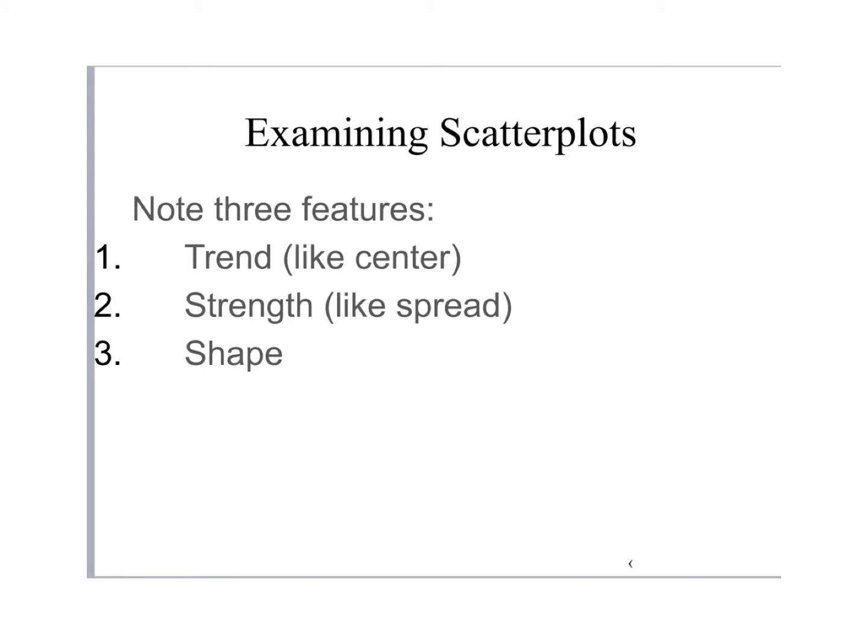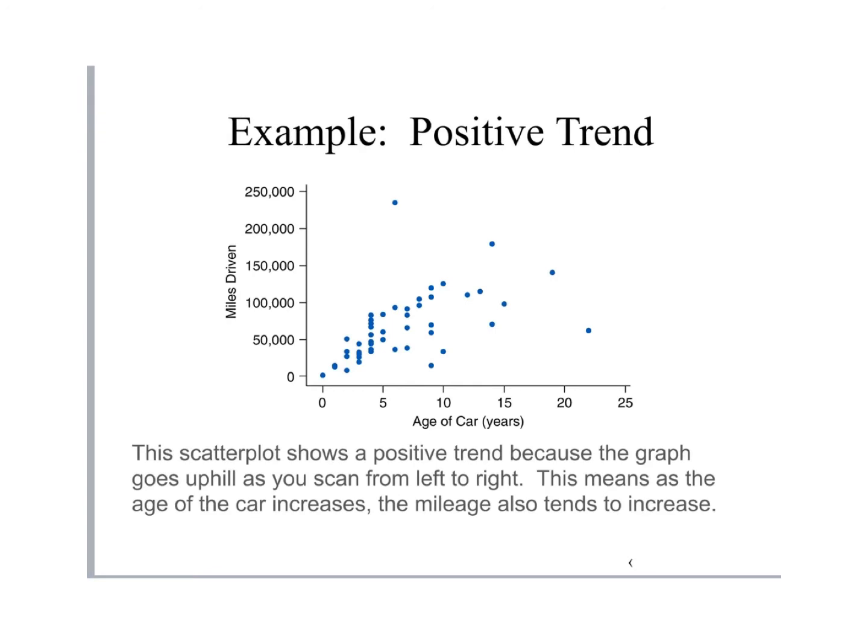Okay, so up until this point, we've been describing numerical data sets with shape, center, and spread. With scatter plots, we're not going to use shape, center, and spread, but it's super similar. Instead, we're going to use trend, strength, and shape. Trend is kind of like the center, and you'll see why later. Strength is kind of like the spread, and shape is the general shape of it. So from now on, for scatter plots, we're going to do trend, strength, and shape. Okay, so let's first discuss trend.